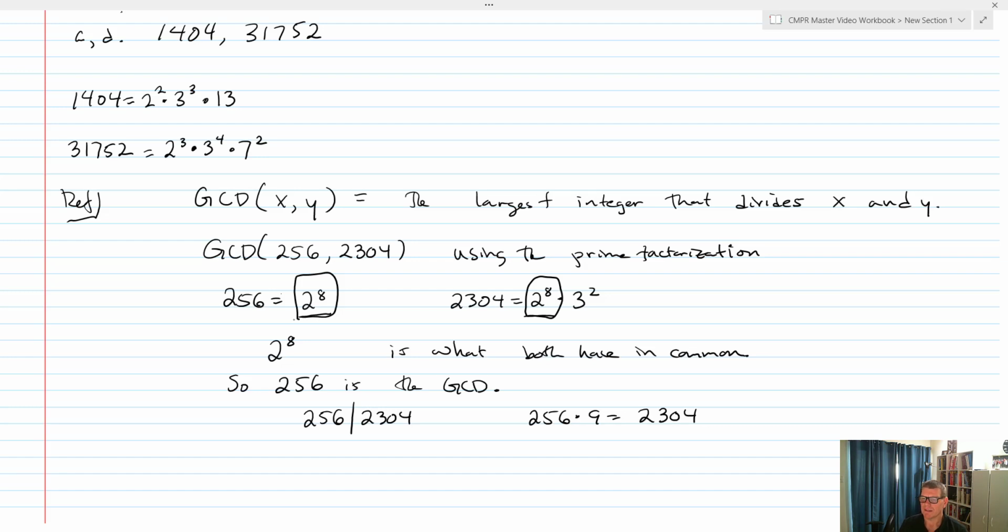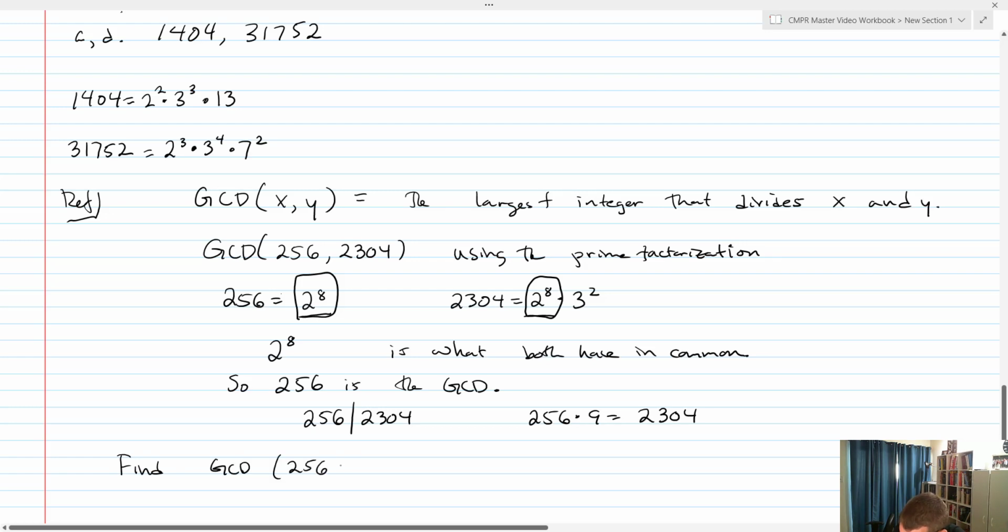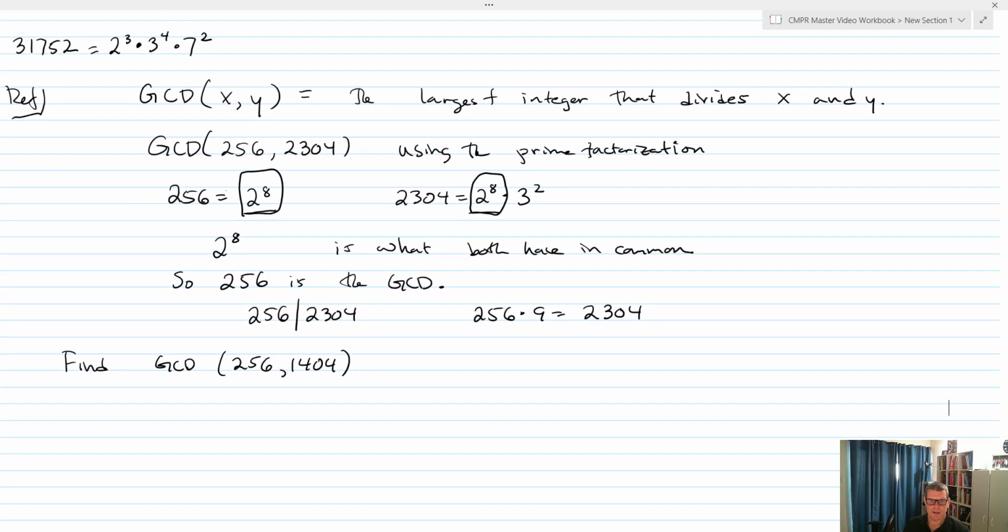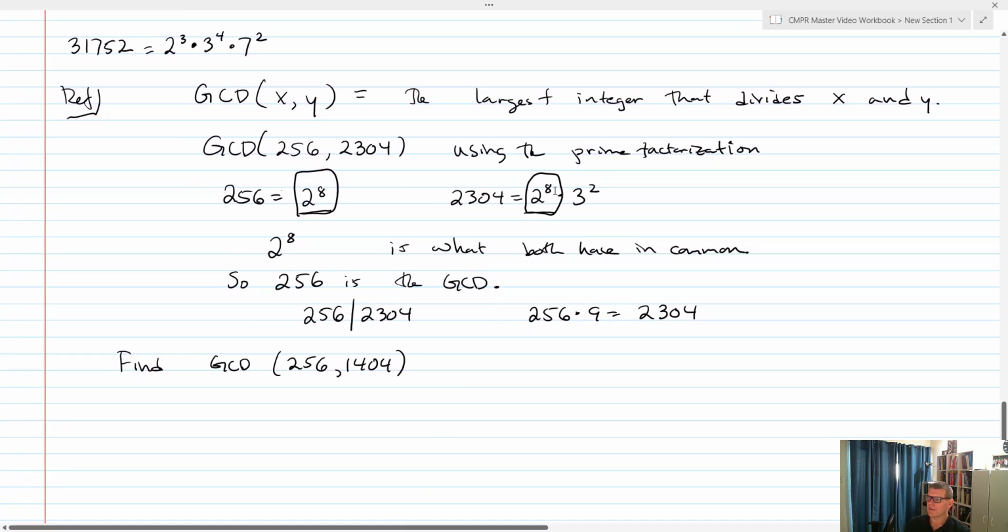Now, let's try this out with the two other values. We want to find the GCD of 256 and 1404. So go ahead and pause for a second and see if you can find that. Great. Now let's take a look at this. We're going to set up 256 once again equal to 2 to the 8th, and 1,404 is 2 squared times 3 cubed times 13.